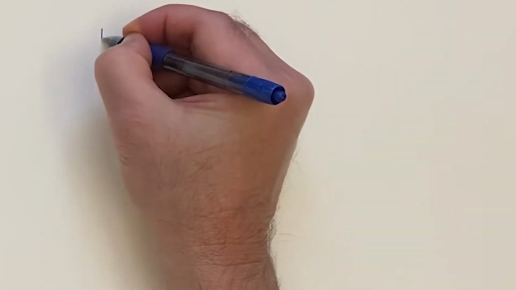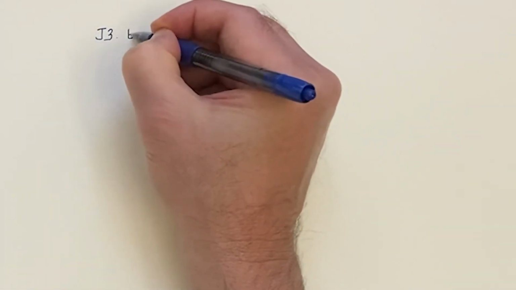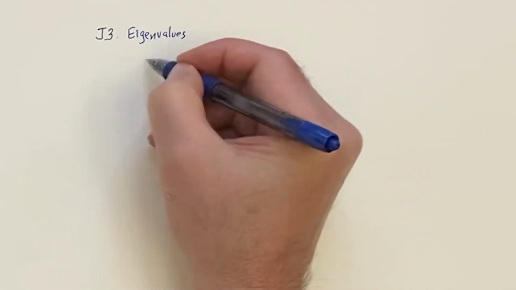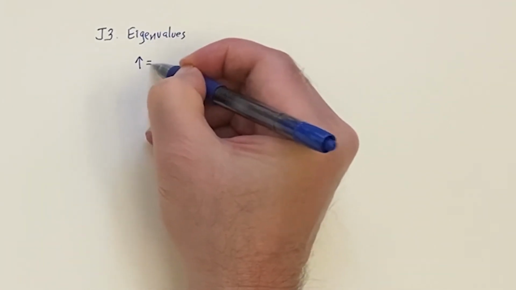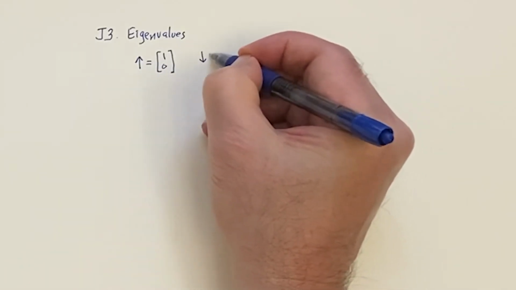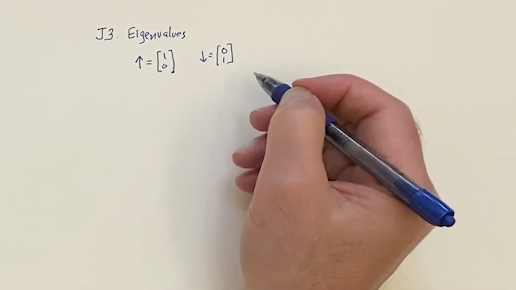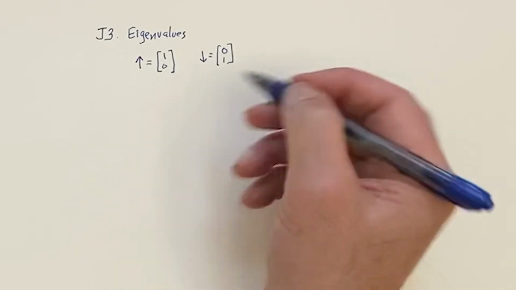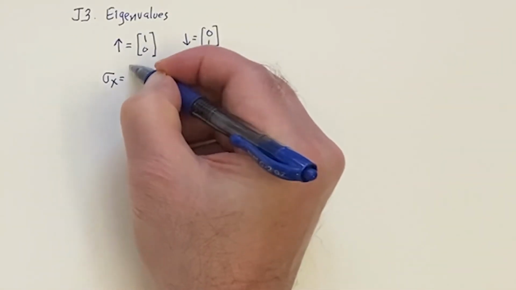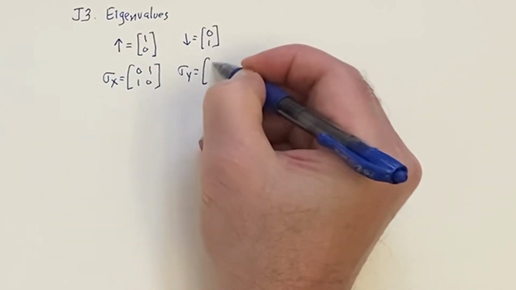Okay, now we go on here to J3, eigenvalues. And here's where we apply some physics. The spin of the electron can be up or it can be down. This is where we see some application. And we have the Pauli matrices, which we can write down here.